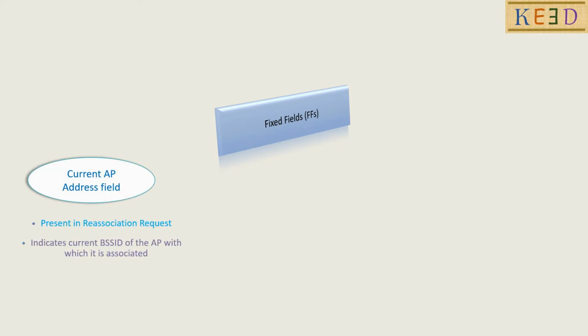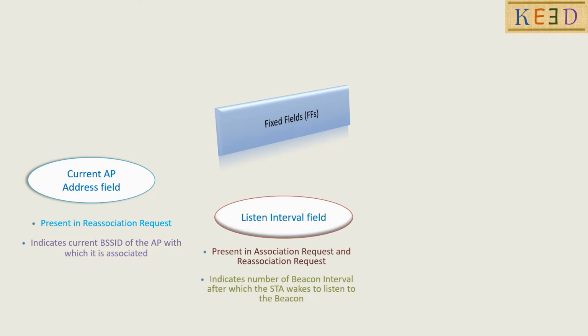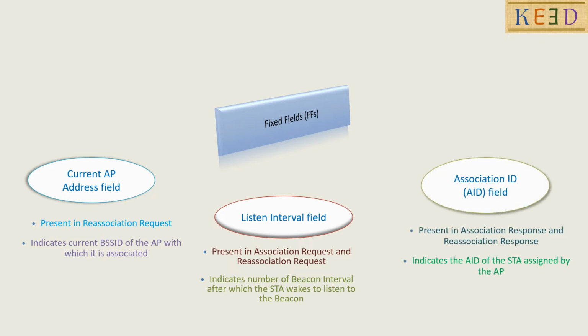Current AP address indicates the current BSSID of the AP with which the station is associated. Listen interval field indicates the number of beacon intervals after which the station shall wake up and listen to the beacon frame. Association ID indicates the AID of the station assigned by the AP.